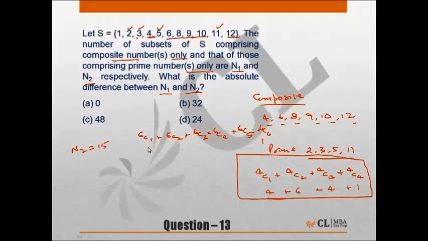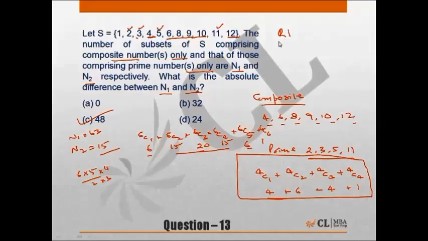6C6 is 1. 6C1 and 6C5 are equal, both 6. Similarly, 6C2 will be 6 into 5 upon 2, which is 15. So this is 15 and this is 15. And 6C3 is 6 into 5 into 4 upon 3 into 2, which is equal to 20. So 20 and 30 is 50, 56, 62, 63. So n1 is equal to 63. The difference between the two becomes 48. The correct answer is choice C.